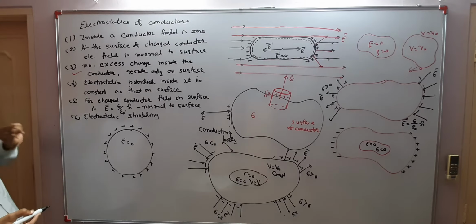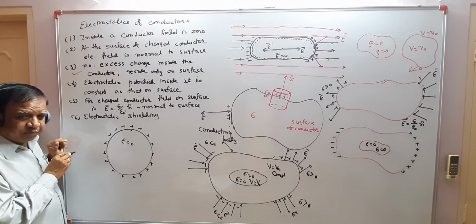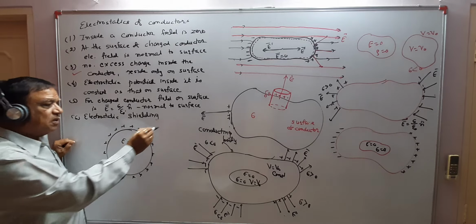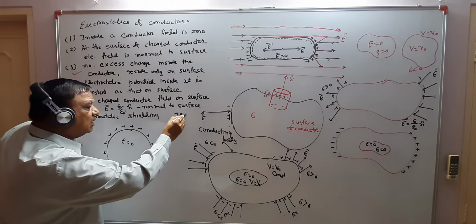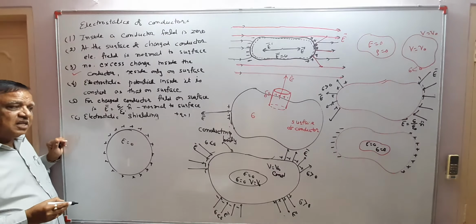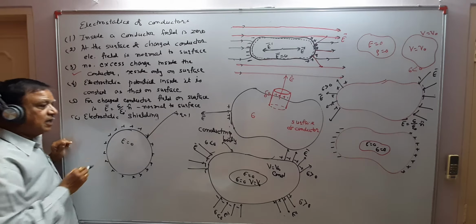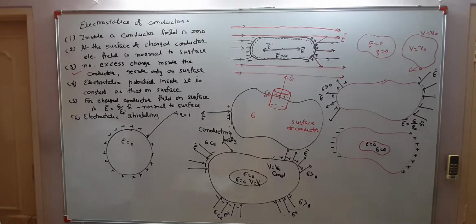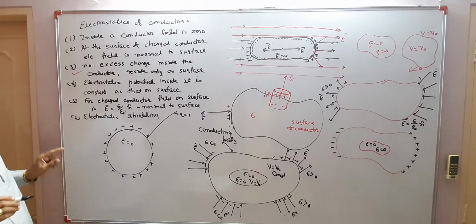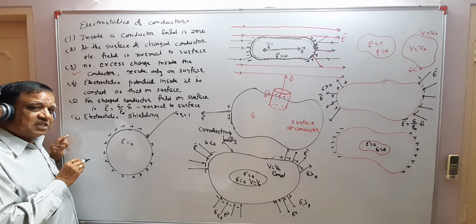But the potential on the surface, according to the definition, is the work required to be done in bringing a unit positive charge from infinity to a given point on the surface. Then at this point, potential is there.